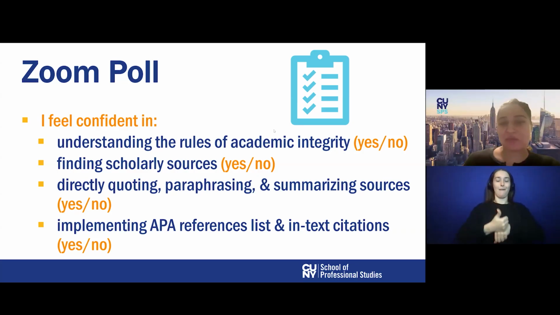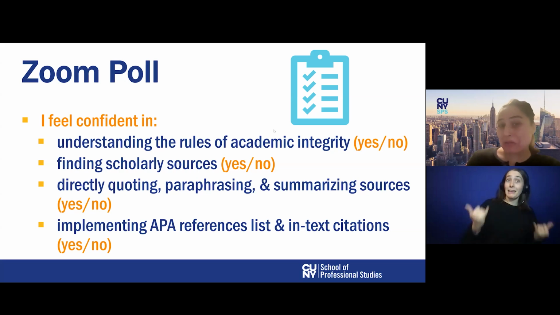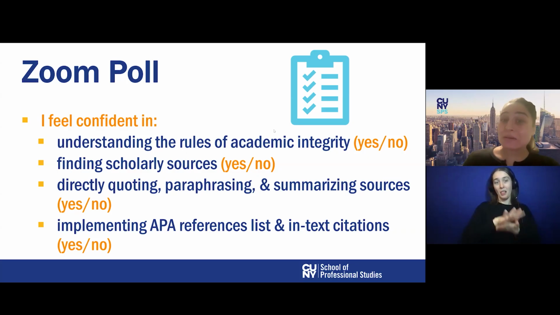All right, so we have some results now trickling in. So it seems like 100% of us felt better about the rules of academic integrity, as well as finding those scholarly sources. Nice increase here, 86% on direct quoting, paraphrasing, and summarizing sources. Love to see that. And a nice 77% feel comfortable implementing APA references lists and in-text citations. So I'm so happy to see that.